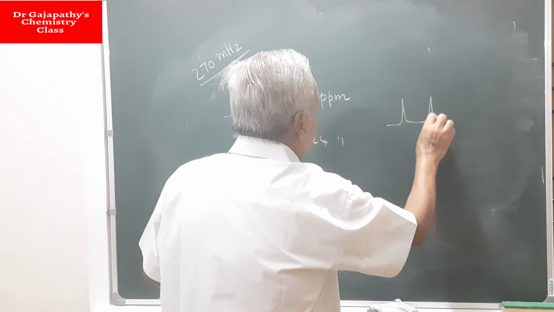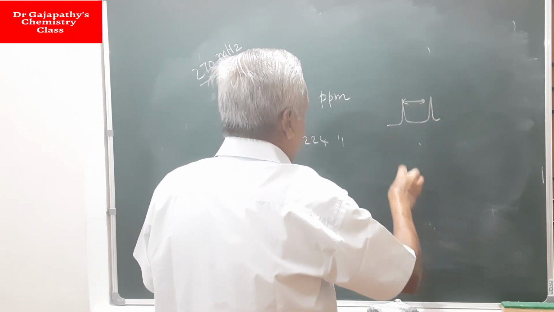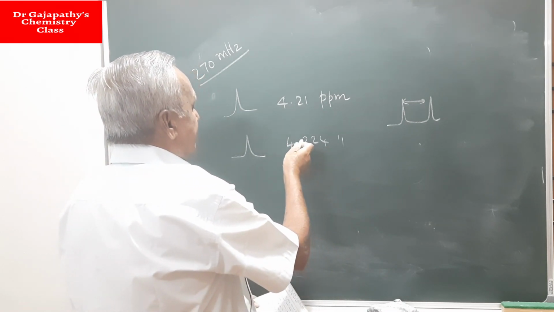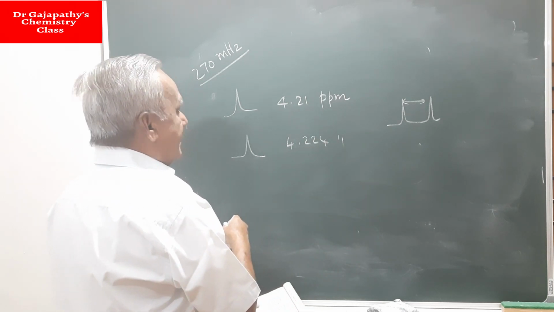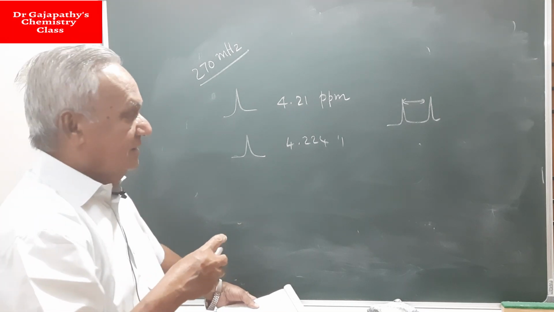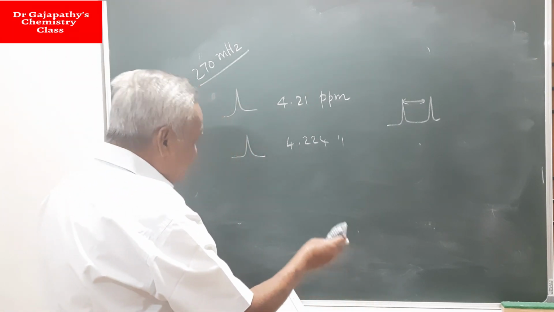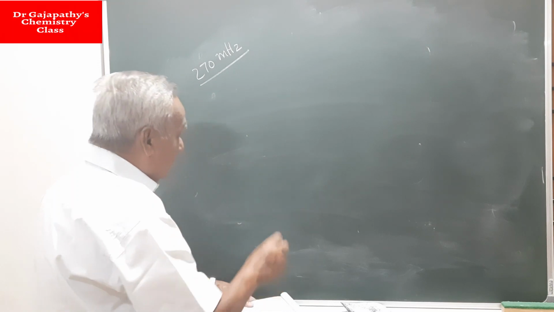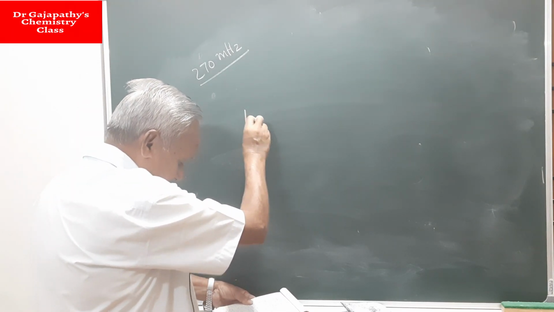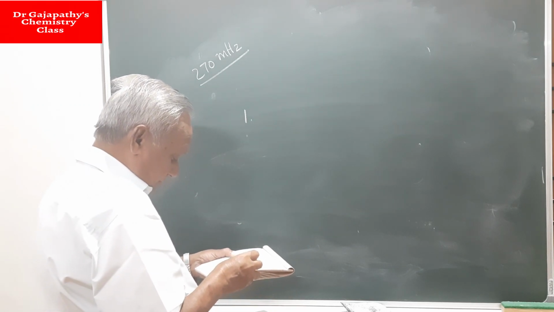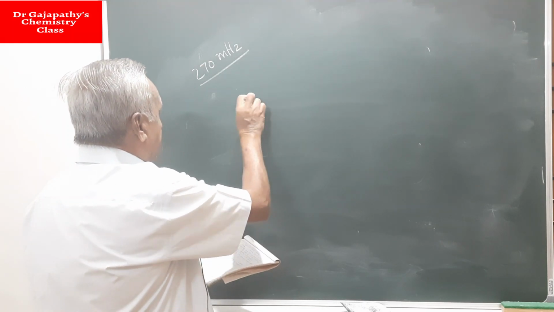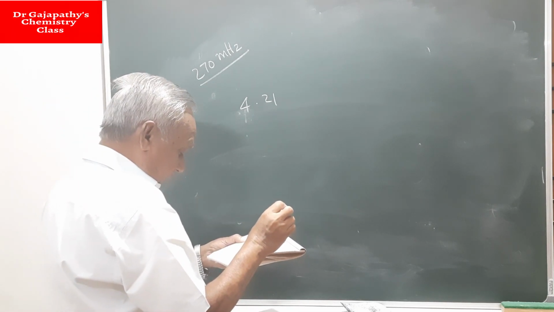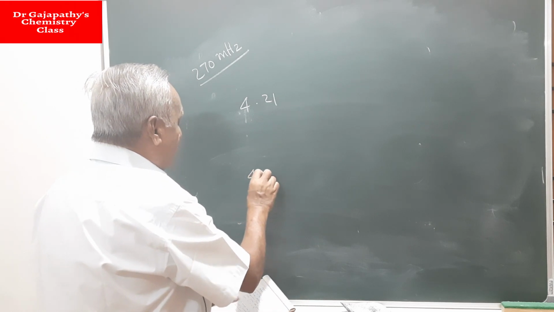So the difference between them is the split, the J value. In terms of ppm, it is 0.014, but J has to be mentioned only in terms of hertz. So how to convert this? The field is 270 megahertz I said. One signal is at 4.21 and 4.224 is the other signal.